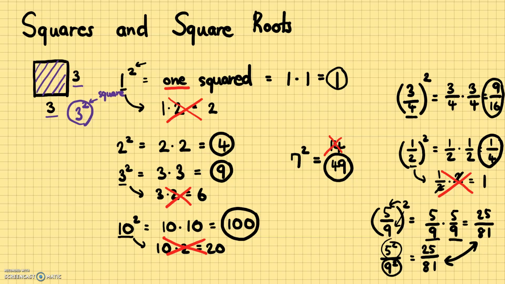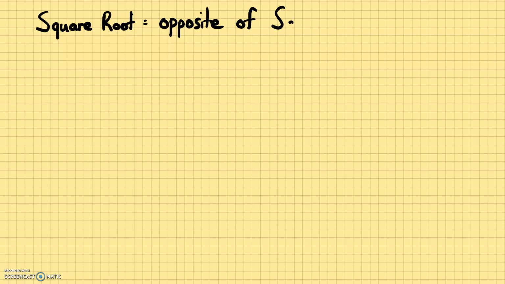Okay, so that's squares. Now, what do we mean by square roots? Okay, so when you see square roots, think of square roots as the opposite of squares. So when you square a number, say 3, you're going to get a number. And when you do the square root to this number, you're going to go back to 3.